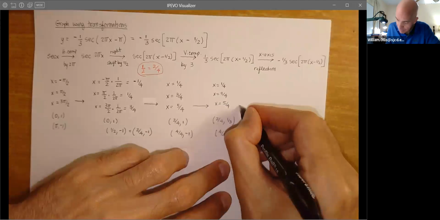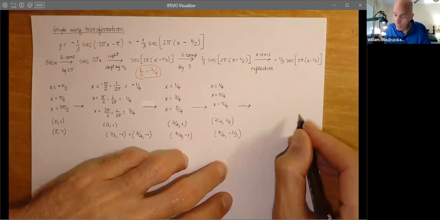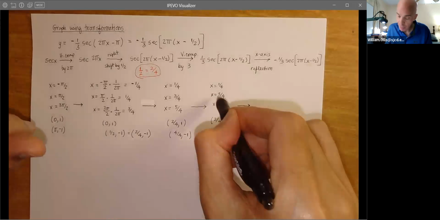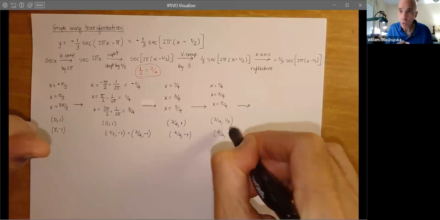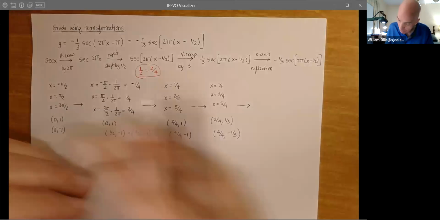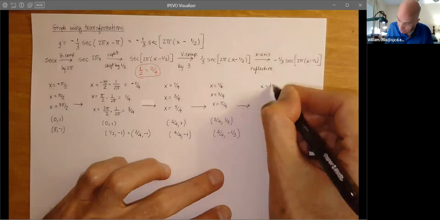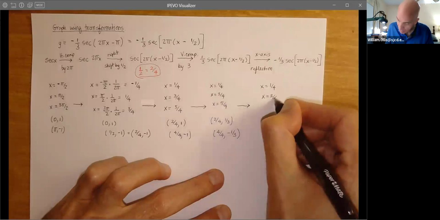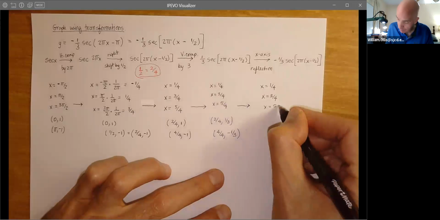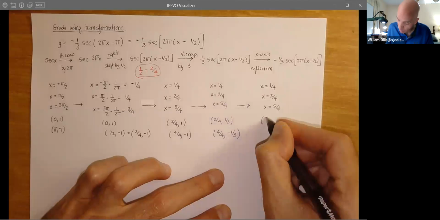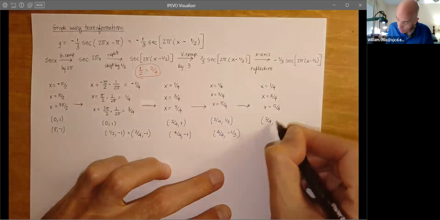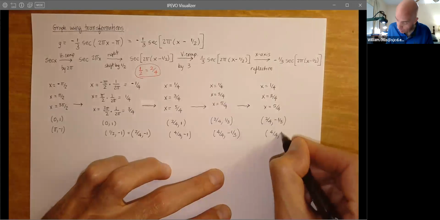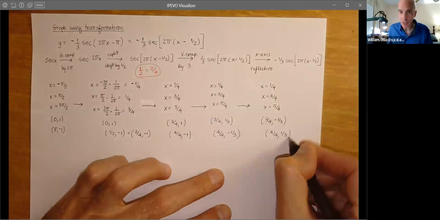And then lastly, what we want to do is just do an x-axis reflection. Again, that's not going to affect these, but it will flip the y coordinates by applying a negative. So x equals 5/4. And then we have 2/4, negative 1/3, and 4/4, 1/3. So this defines the new graph.